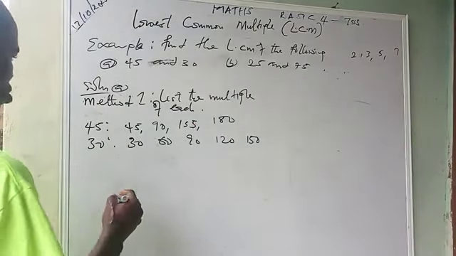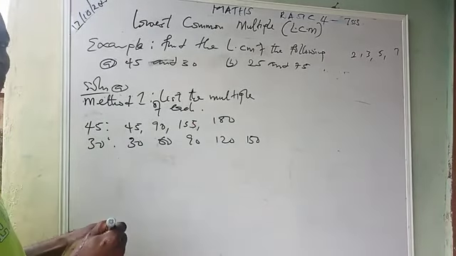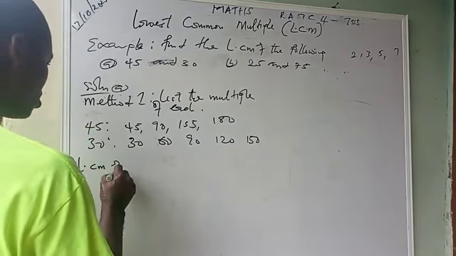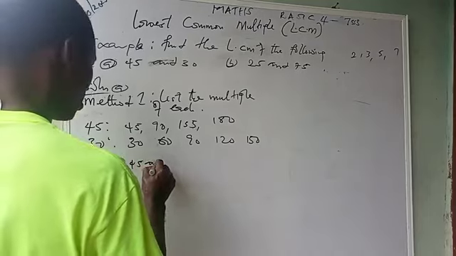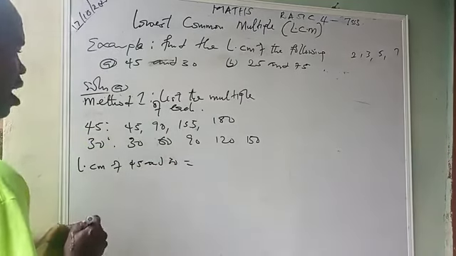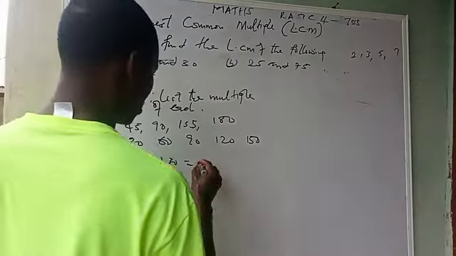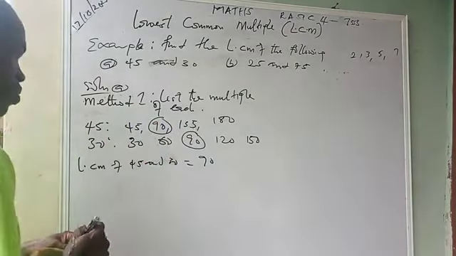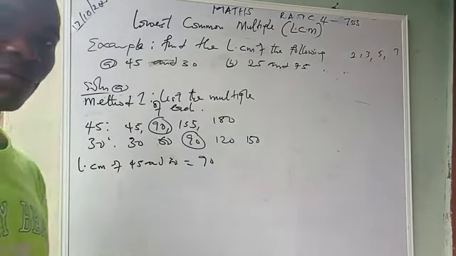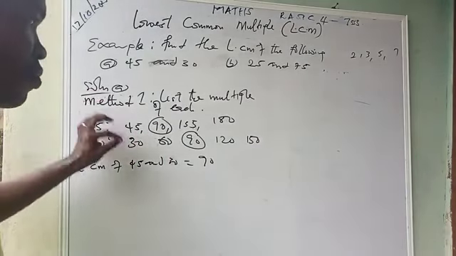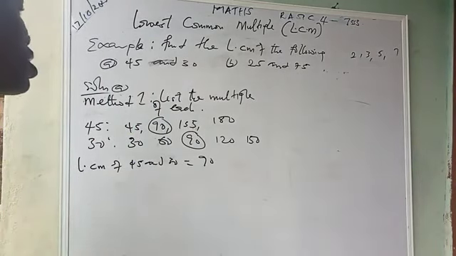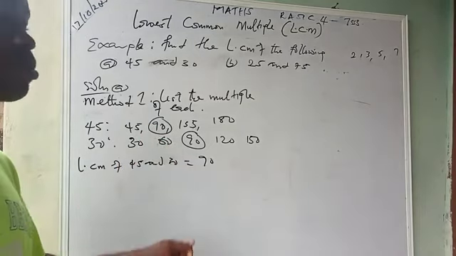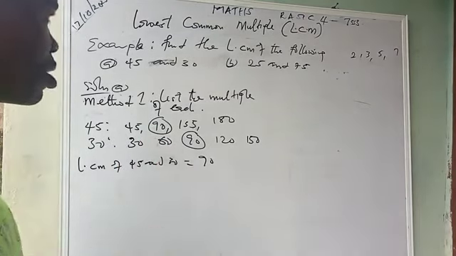If you look at it now, the lowest common multiple is what you want to find. Where do they have the same number? The LCM of 45 and 30 gives you what? That is 90. Get that? That is where they have the same. Your lowest common multiple is the first common multiple of the two of them. We did common multiples, so that should be easy.